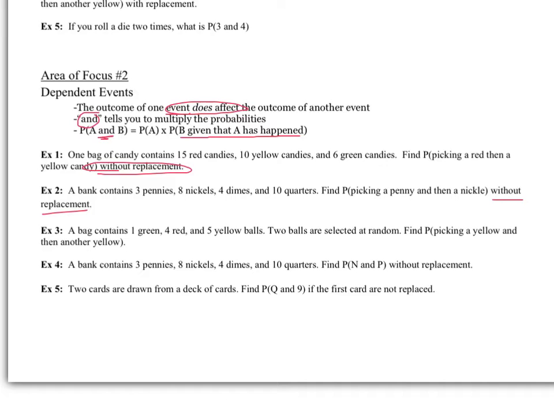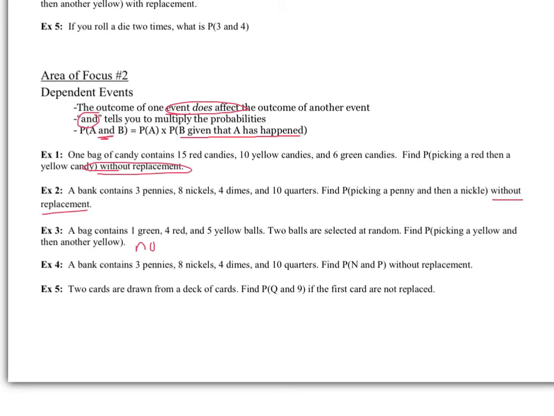Now this next one says a bag contains these balls. Two balls are selected at random. Find the probability of picking a yellow and then another yellow. It is not guaranteed that they will always say "without replacement." But when they don't say "without replacement," or if they don't say "with replacement," we should assume that they are talking about no replacement or without replacement.